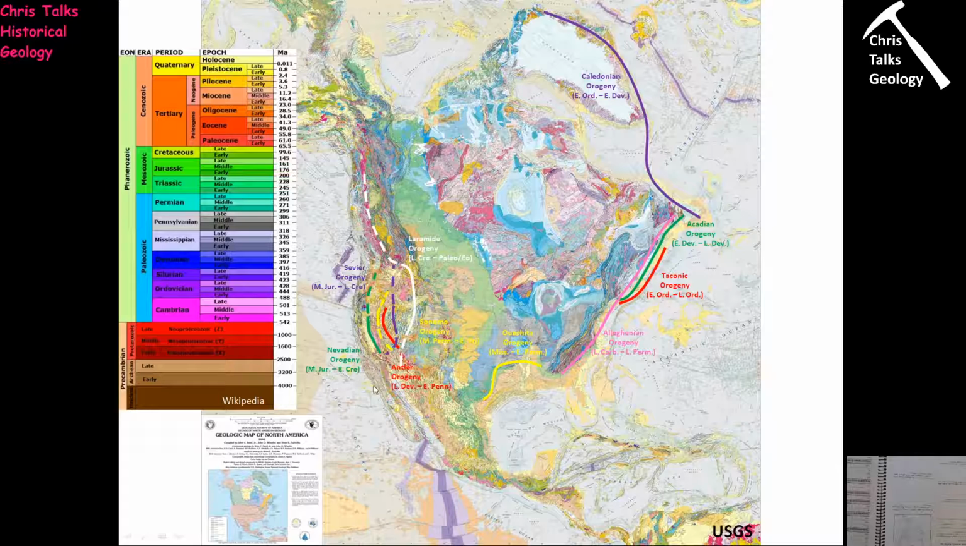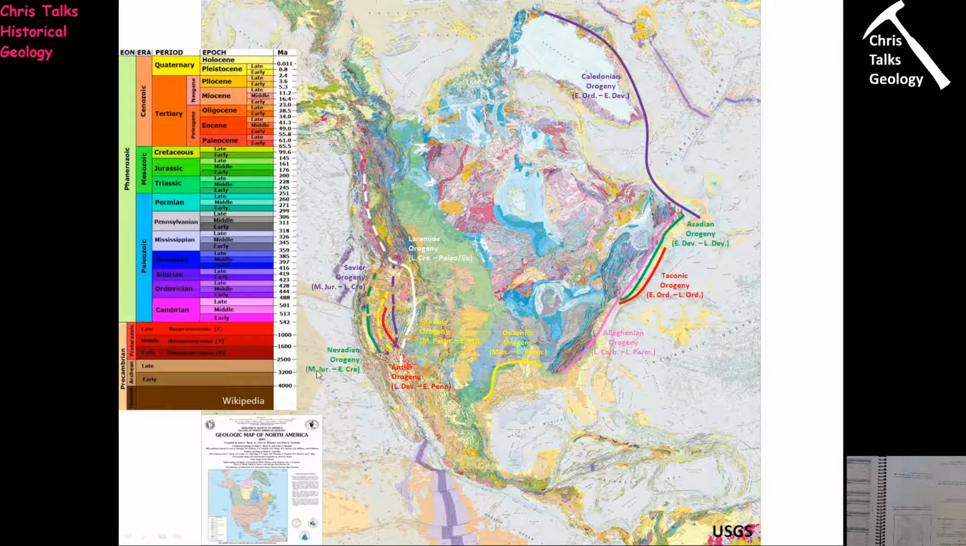So we can see the Nevadian, essentially Middle Jurassic to Early Cretaceous. Now, the one thing I will point out is that these ranges here are the periods that the orogeny was at its strongest. Obviously there's going to be a build-up and a cool down after the orogeny. So don't just think the orogeny stops hard in the Early Cretaceous. It would continue for a little bit afterwards. So just please bear that in mind.